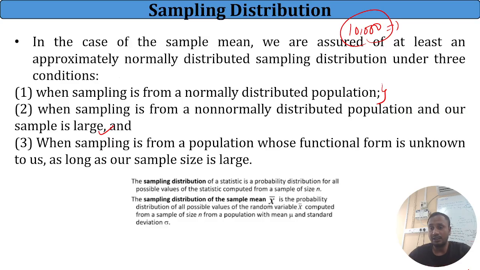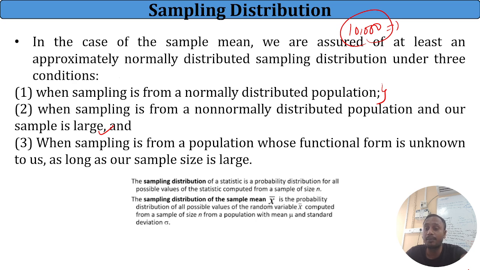In the first case, when the sample is drawn from a normally distributed population, whatever the size, large or small, the sample mean is also going to be normally distributed. In the second case, the population is non-normally distributed. Say we have taken 1,000 or 10,000 samples, but the population was not normal. If the sample is large, the sample mean is going to follow the normal distribution.